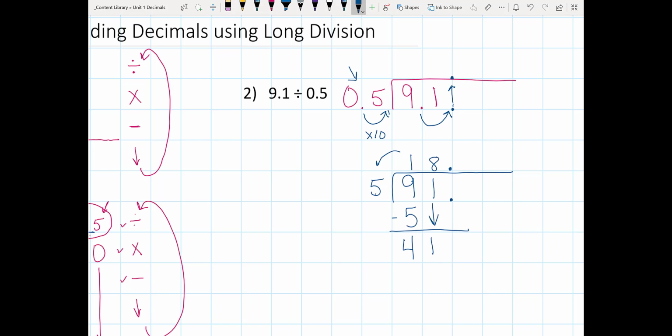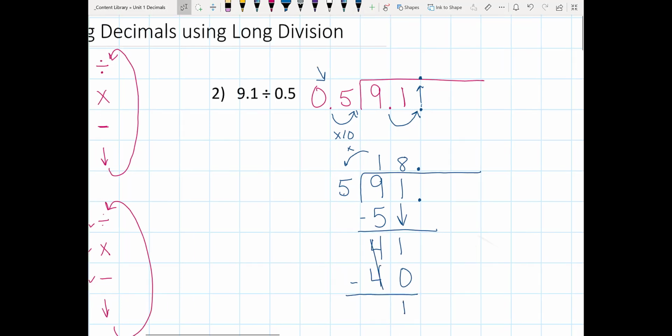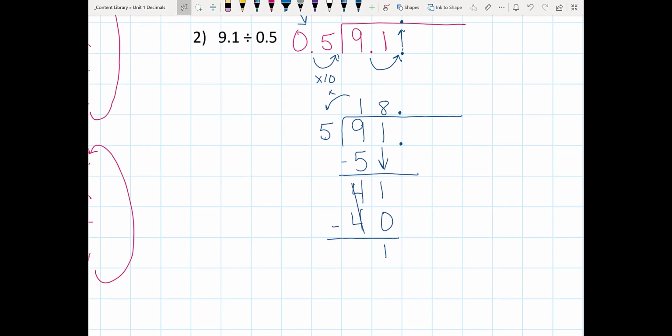8 times 5 is 40. Now we need to subtract. 1 minus 0 is 1, and 4 minus 4 cancels out. That's 0. Now 5 cannot go into 1 evenly, or at all, so we need to add a 0 as a placeholder, bring it all the way down. 5 can go into 10 2 times. 2 times 5 is 10. 10 minus 10 is 0, of course, and our answer is 18.2.